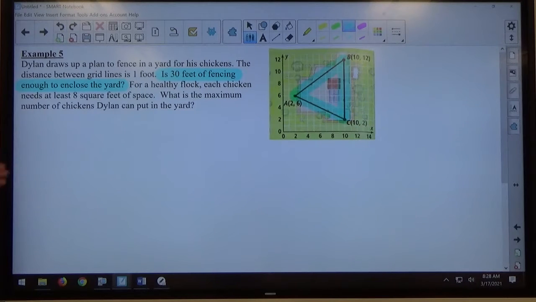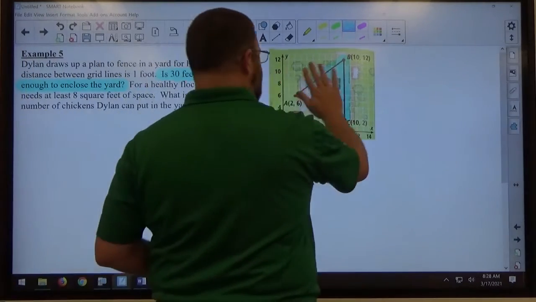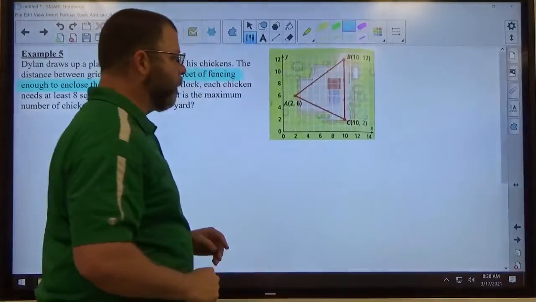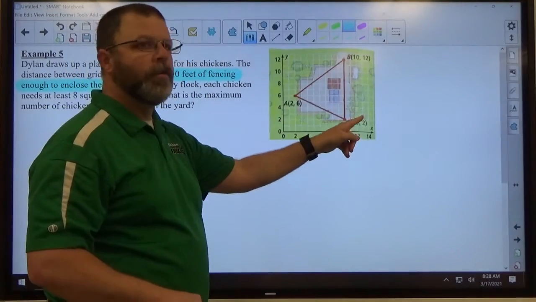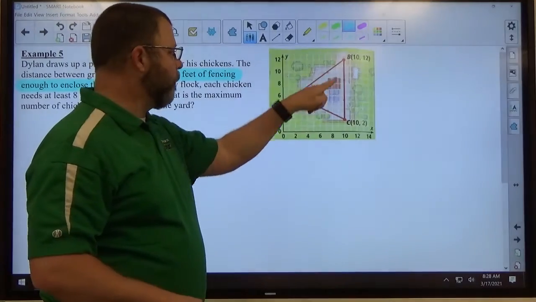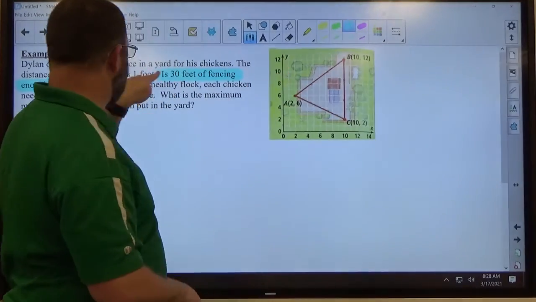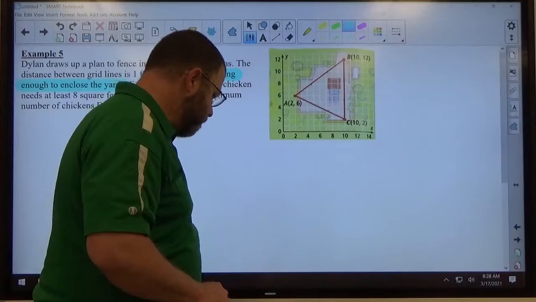We're in coordinate geometry. We have coordinates representing those positions, so we have the distance formula to tell us those exact numbers. It says each grid line represents a foot, so if this is 2 feet, 6 feet, 10 feet, 12 feet, 10 feet, 2 feet, then we're just looking at all feet here, and we don't know if 30 feet of fencing is enough.